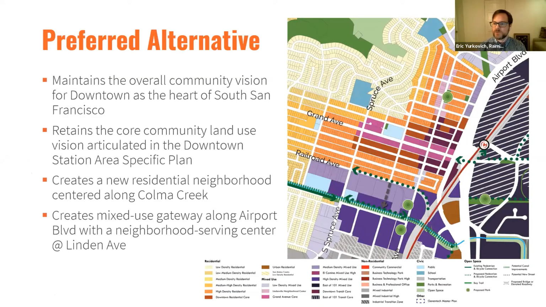This is the preferred alternative for the downtown area. As I mentioned before, it really maintains that community vision for downtown as the heart of South San Francisco, and retains the core community land use vision articulated in the downtown station area specific plan with a few adjustments, really creating that mixed use neighborhood here south along Railroad Avenue and to the creek, but then also creating this neighborhood center here at Linden and Airport, and then creating this mixed use boulevard into the downtown area, really to create that gateway from Sister Cities down into the downtown area.